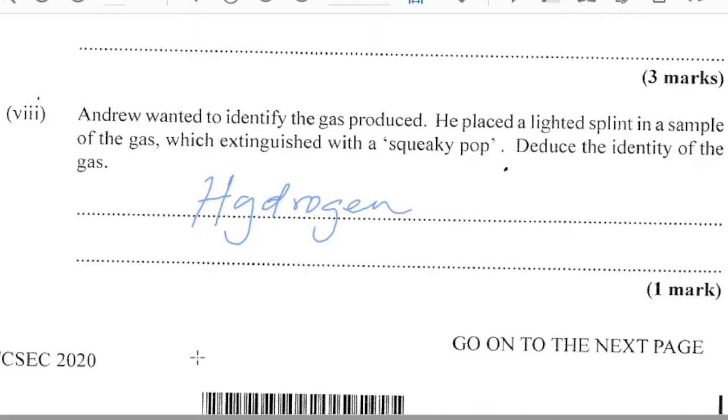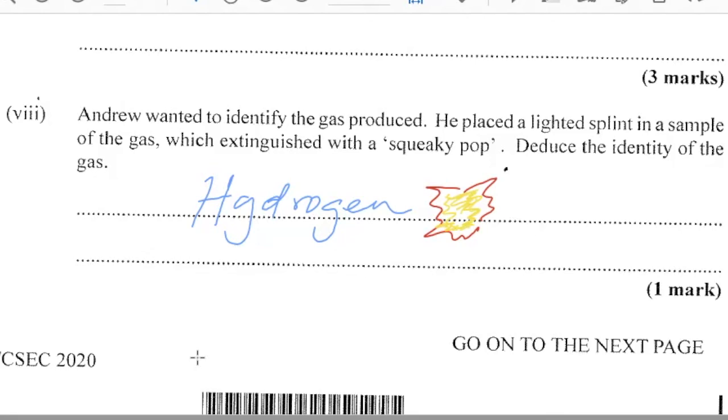Hydrogen is actually flammable, so that squeaky pop is a mini explosion that we're actually hearing, right? And of course, if it were a larger volume, then we'd probably hear an explosion that is not so squeaky, right? So that would be hydrogen.